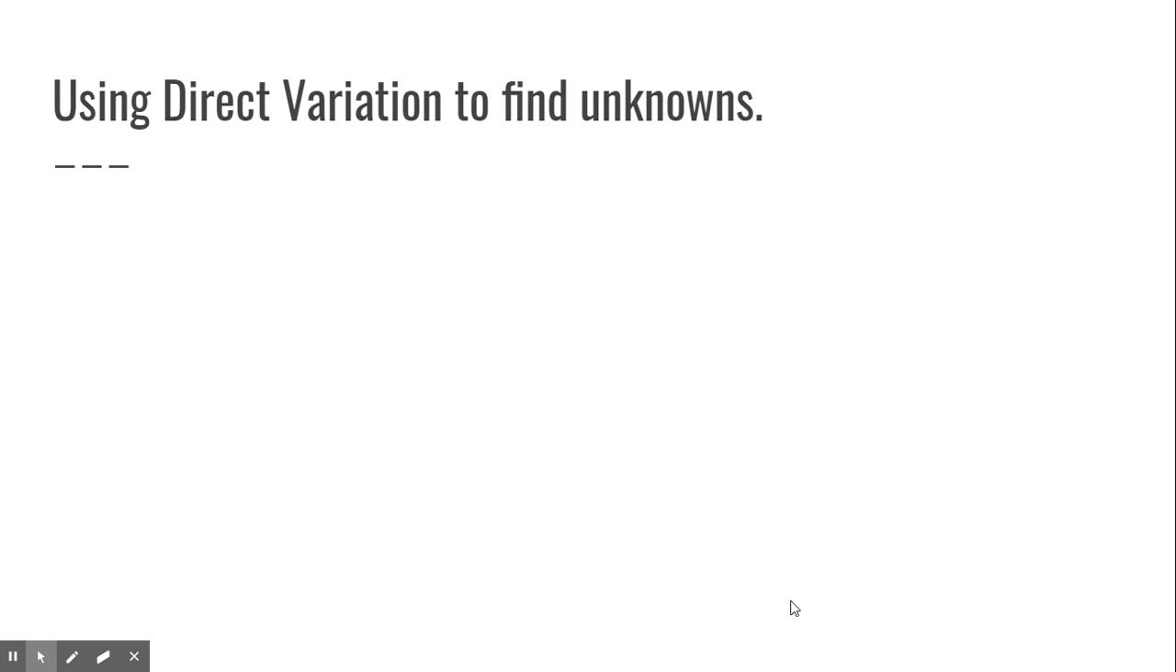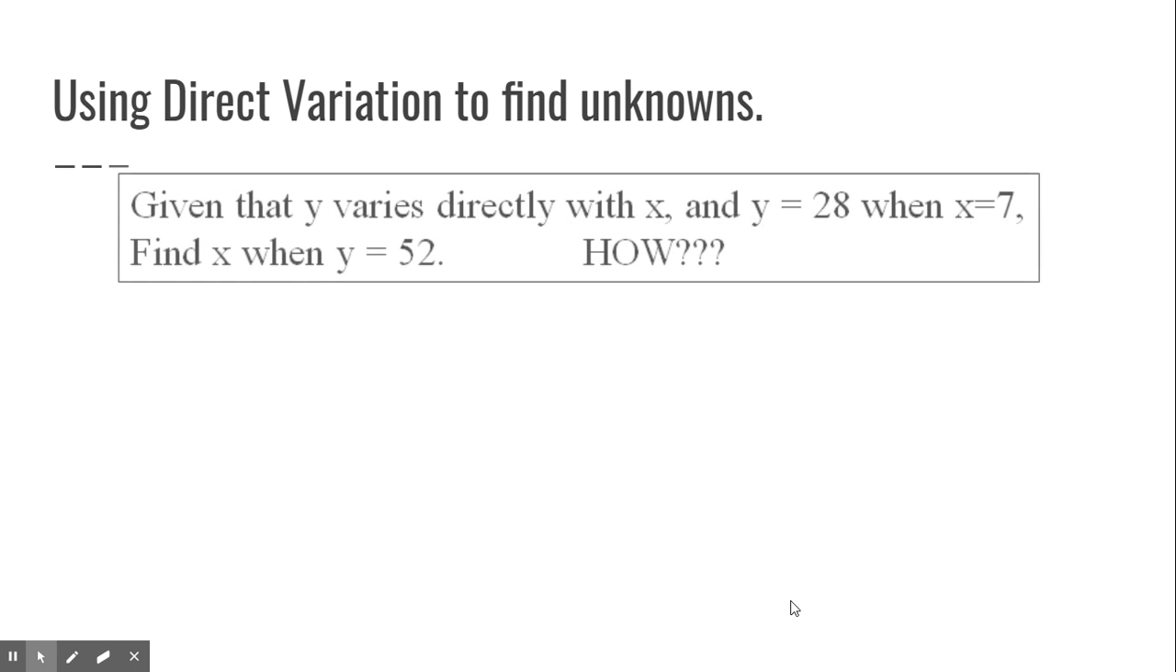Using direct variation to find unknowns. So here is what the questions are going to look like. Given that y varies directly with x, so that's already reminding you y varies with x, so y over x. It says, y equals 28 when x equals 7, find x when y equals 52. So we're using direct variation or proportionality to solve for x.